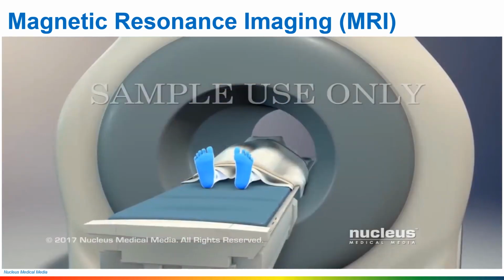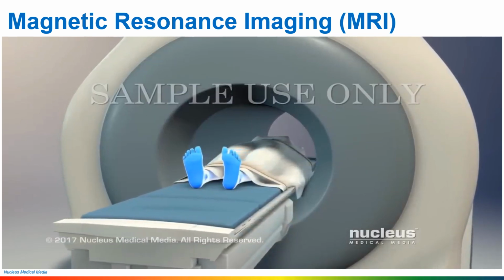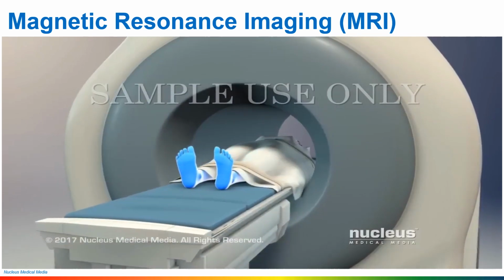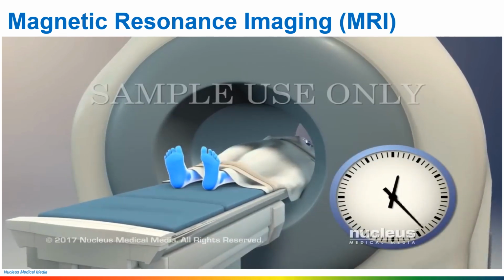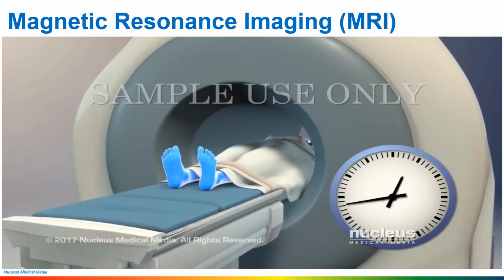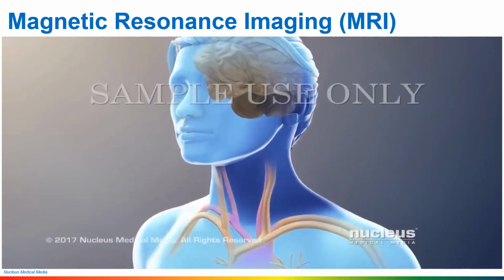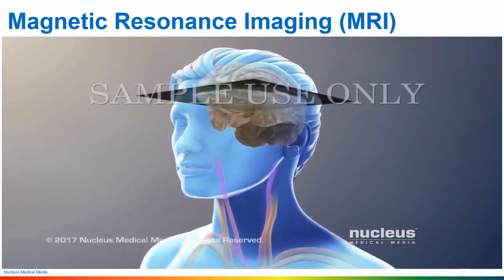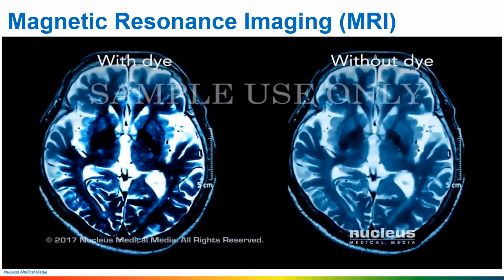During the scan, you will have to stay very still so the images will be clear. You may be asked to hold your breath for a short time. MRIs may take 30 to 45 minutes or longer to complete. In some cases, you may get contrast dye with your MRI. The dye helps make clearer pictures.